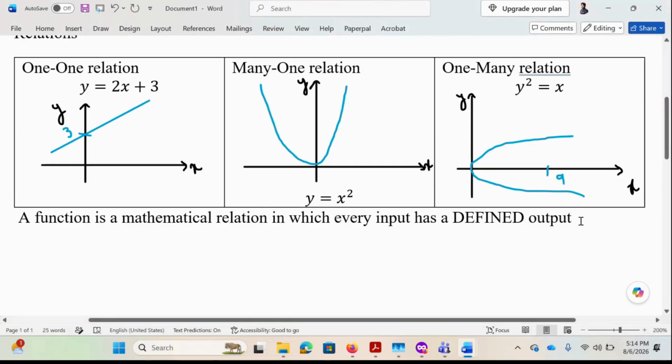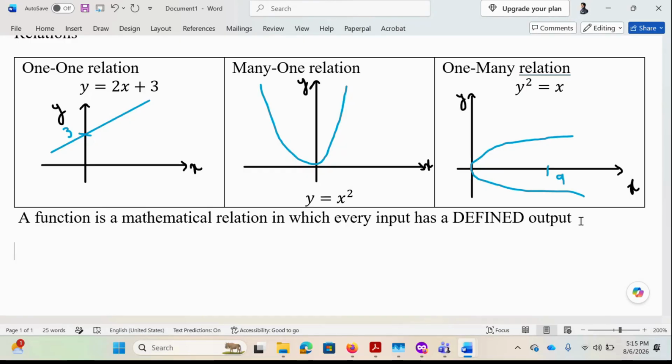A defined output means the output should be single. I should not get multiple outputs. The output should be a numerical value. If I'm getting a numerical value that I can quantize in real numbers. ठीक है ना? Generally हम उसको function कहते हैं.